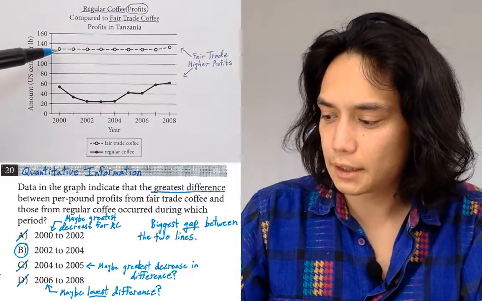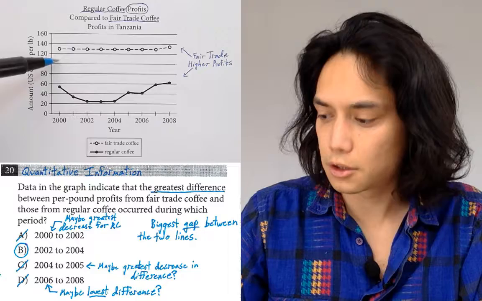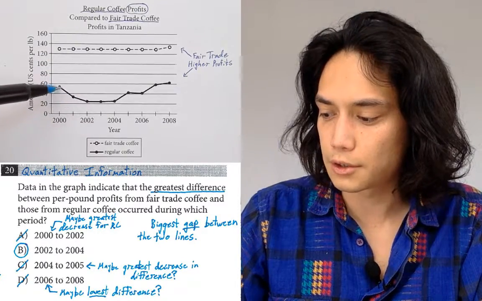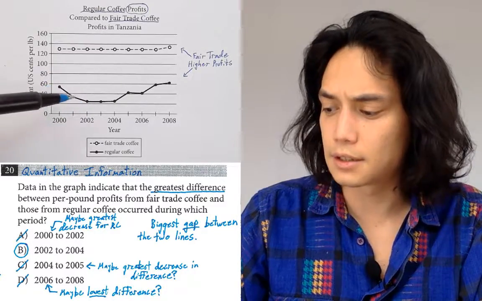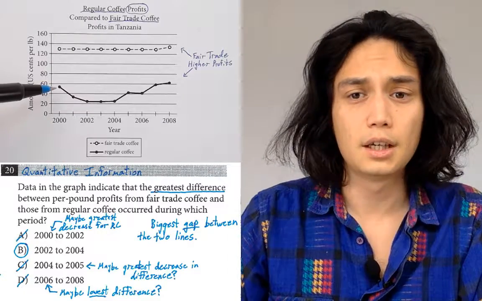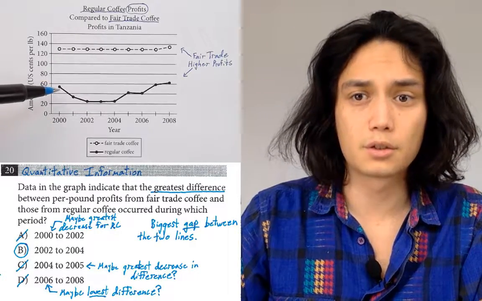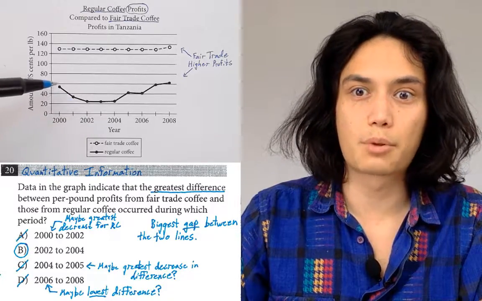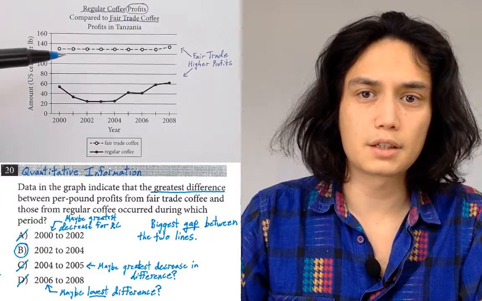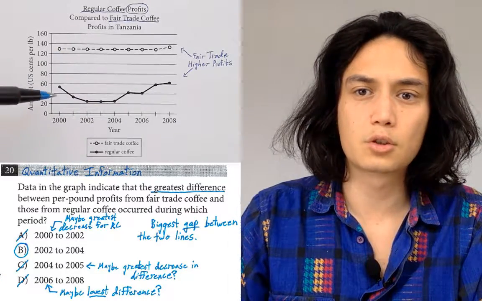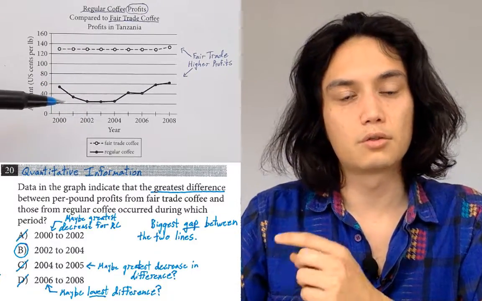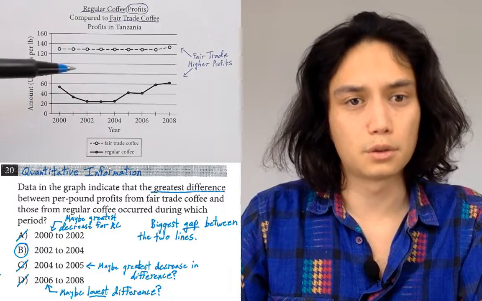Now, you might have selected this answer choice because you thought that the period between 2000 and 2002 was the greatest decrease in regular coffee. I think that's maybe the most likely mistake you could have made if you guessed answer choice A. This is the greatest decrease in regular coffee. There's no other place in regular coffee's story where it goes down as much as here. But again, we're not looking for the greatest decrease in regular coffee. We're looking for the greatest difference between the two.